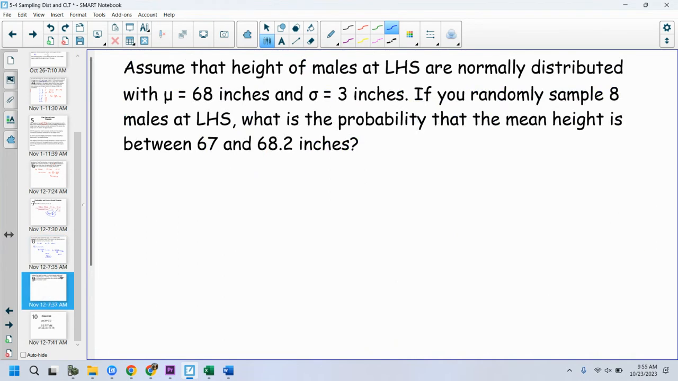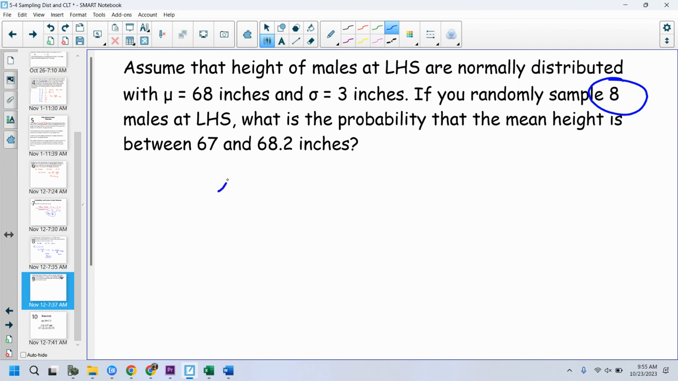One more. Assume the height of males at LHS are normally distributed with mu 68 and sigma 3. If you randomly sample 8 males, wait, 8? Only 8? Why am I able to do this if it's only 8? Well, because I said my initial population is normally distributed. So if the initial population is normally distributed, I don't have to worry about n having to be greater than or equal to 30. I can kind of bypass that.